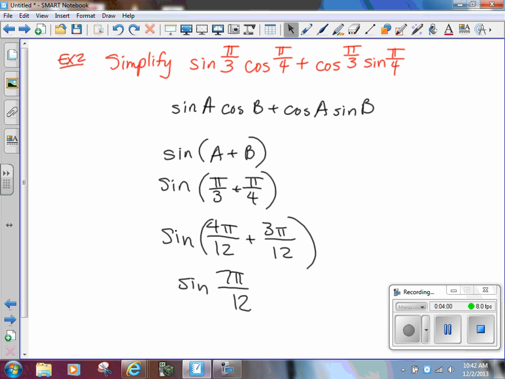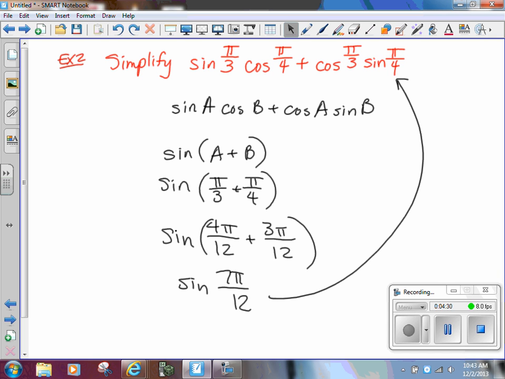Do we have the 12ths on the unit circle? No. All right, but what if we went back? Typically, if I wanted to find the exact value, I would go back and use that formula, correct? Because I know how to find the sine of pi over 3, and I know how to find the cosine of pi over 4. But if I do that, folks, I'm going to begin to chase my tail. I don't want to do that.